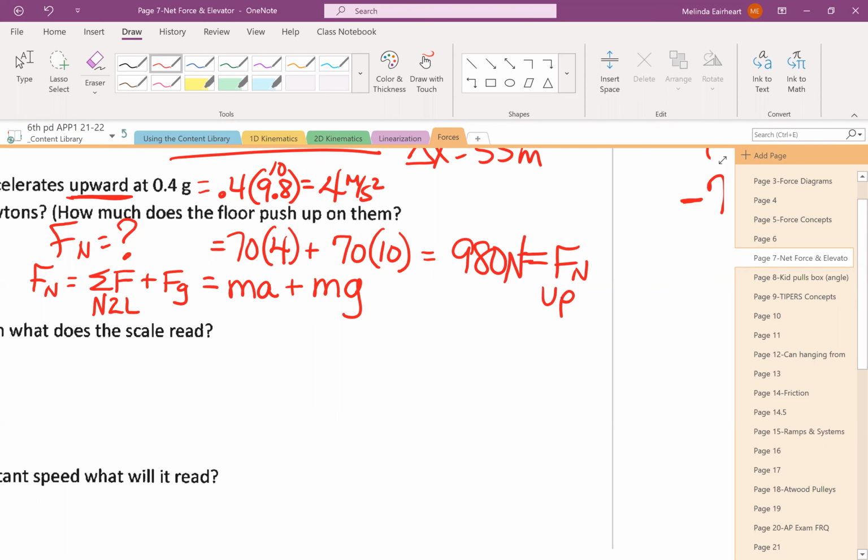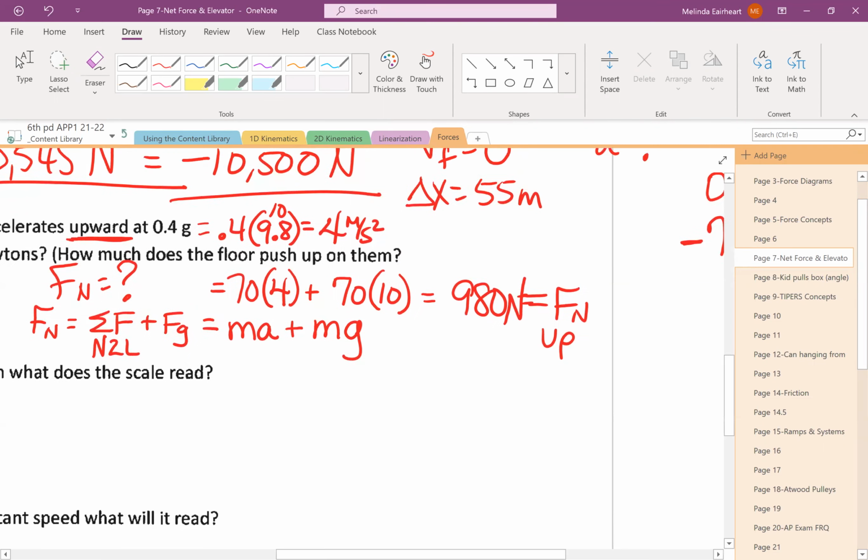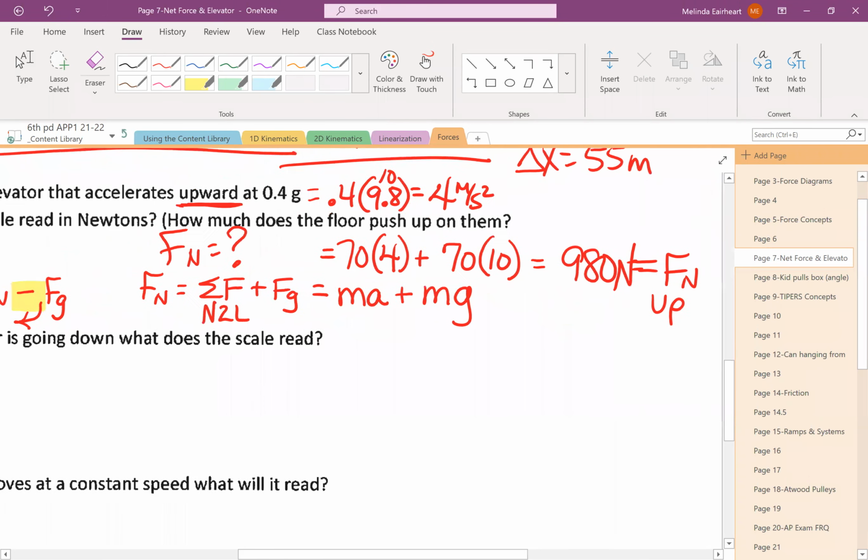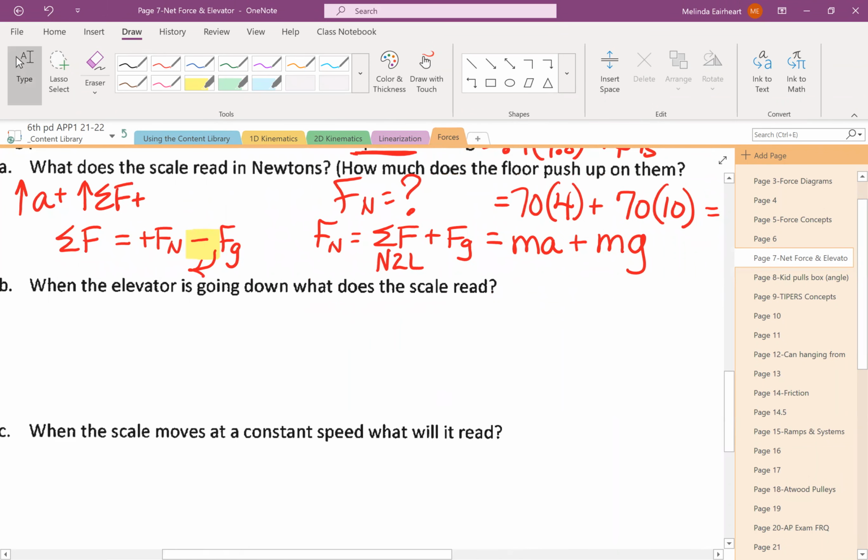Okay, next two should go quicker. We're going to do the same thing, except now on part B, when the elevator is going down, what does the scale read? And so what's not said here, we're going to assume it's the same acceleration, just in the downward direction. So it'd be that negative acceleration, and we'll go with that -4.